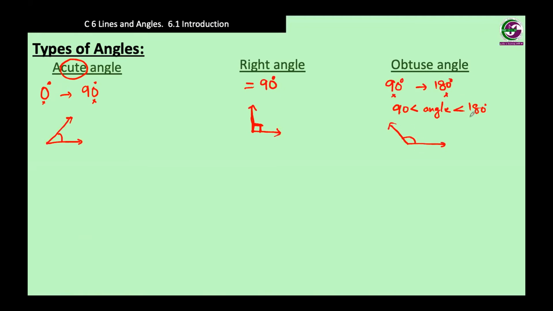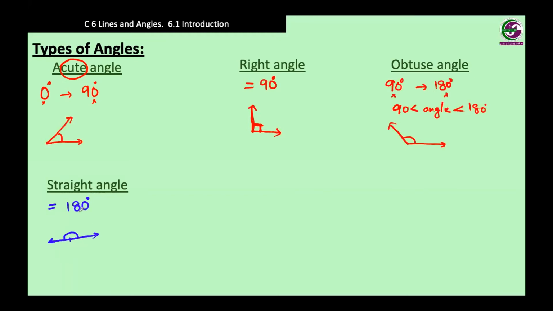So what is the name of 180? This is a straight angle, from the word straight line. So a straight angle means it will be exactly equal to 180 degrees. It should not be 179 or 181. And how does it look? It should be a straight line. And this is how you mark the angle.